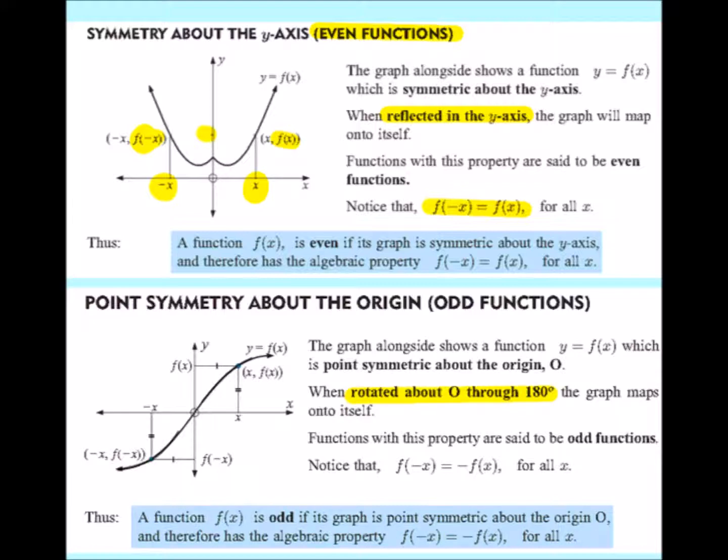And here we see that the y-coordinates are not exactly the same. If I have negative x, then f of negative x and f of x are not the same as each other. Graphically we can see here that that value of y and that value of y are the same absolute value, but one is positive and one is negative. So down here we have f of negative x is negative f of x, and that's our algebraic way of testing for odd functions.